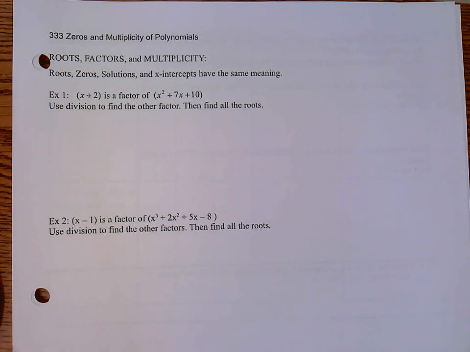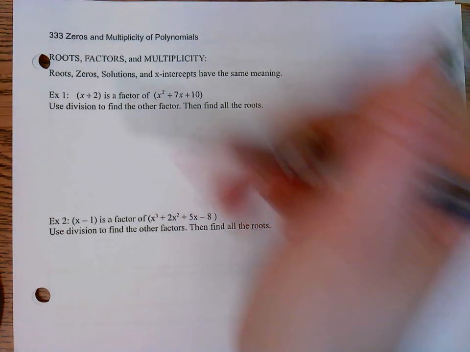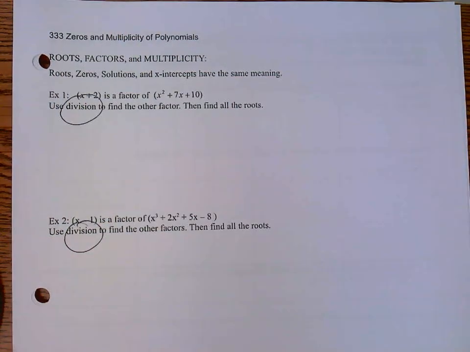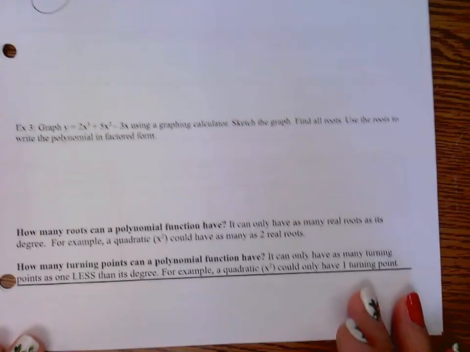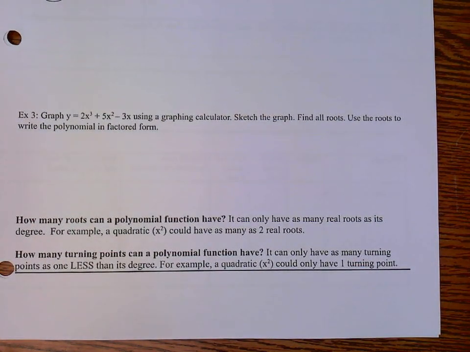So 3.3.3, zeros and multiplicity. I'm going to skip examples 1 and 2 because I need division before I can do them. So just humor me. We're going to move on to example 3. It says: using a graphing calculator, sketch the graph and find all roots, which is a 0, right? All x-intercepts. And then use the roots to write the polynomial in factored form.